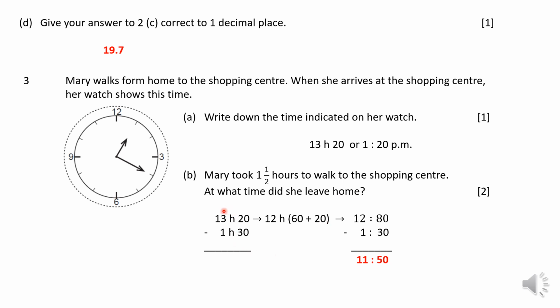So again, as I did, I took the time that she arrived, subtract 1 hour 30 minutes. I cannot subtract 30 minutes from 20 minutes. I therefore borrow an hour. So when I borrow an hour, now I have 80 minutes, and I can take away 30 from 80, which gives me 50, and 12 minus 1 gives me 11. So she left home at 11:50, which is 10 minutes to 12.